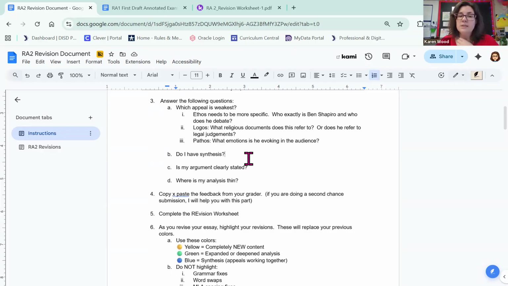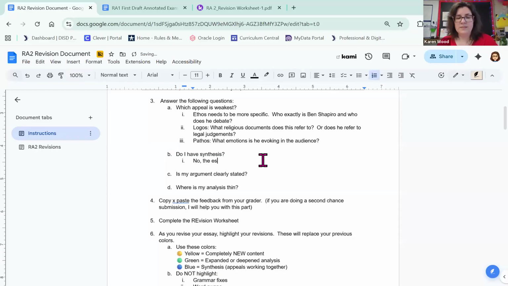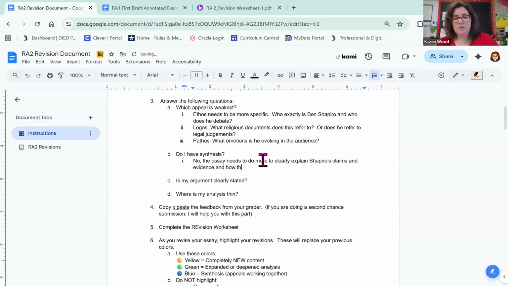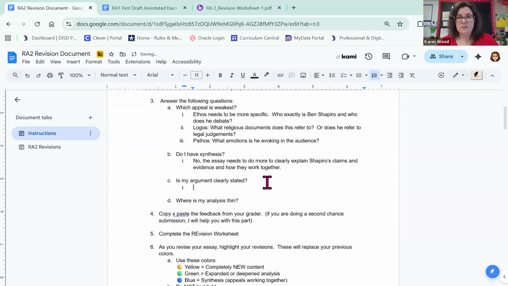So synthesis, there's really not much synthesis here. No, the essay needs to do more to clearly explain Shapiro's claims and evidence and how they work together. The argument is not clearly stated, unfortunately. Use less vague words, use quotes from the text.